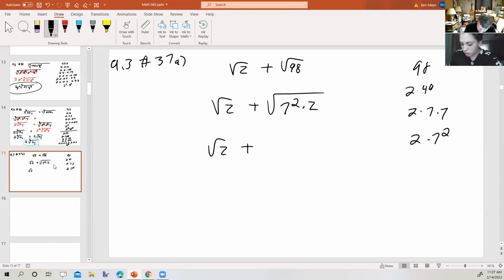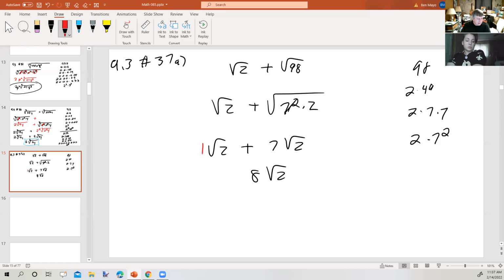So now I've got the square root of 2 plus the square root of 7 squared is a 7 outside with the square root of 2 inside. So I have 1 square root of 2 plus 7 square roots of 2 is 8 square roots of 2. Don't forget there's an implied 1 out in front of that square root of 2.